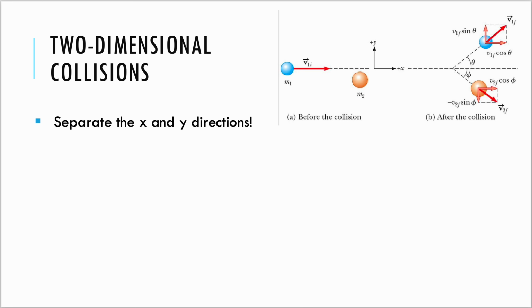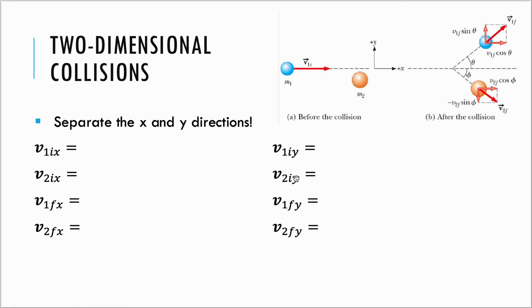Next, let's look at two-dimensional collisions. If you have a 2D collision, you want to separate the x and the y directions. What that means is you want to write down your givens separately for the x and the y directions. That means you can define up to 4 variables for the x direction and up to 4 variables for the y direction.